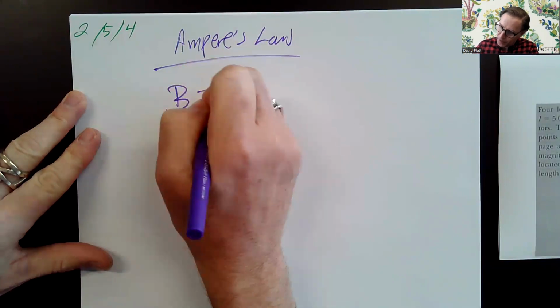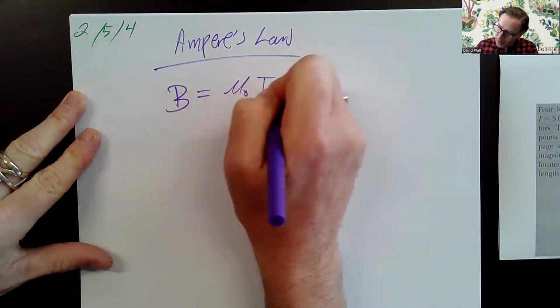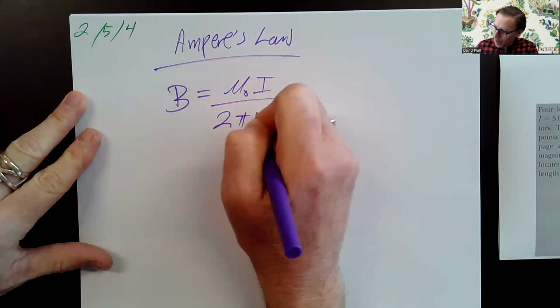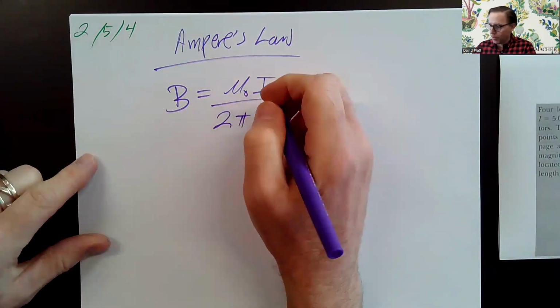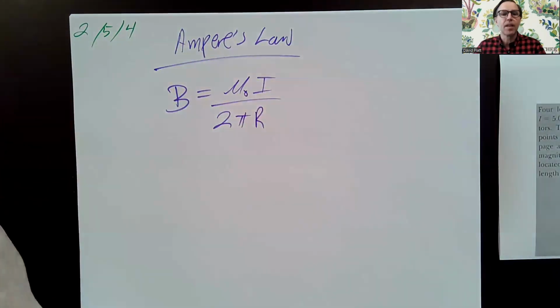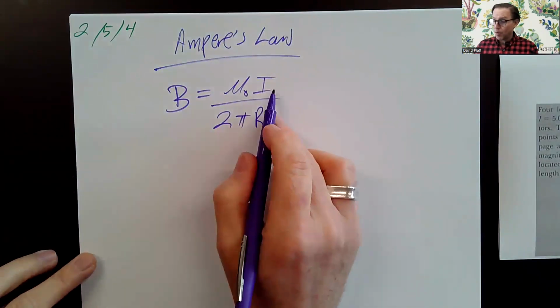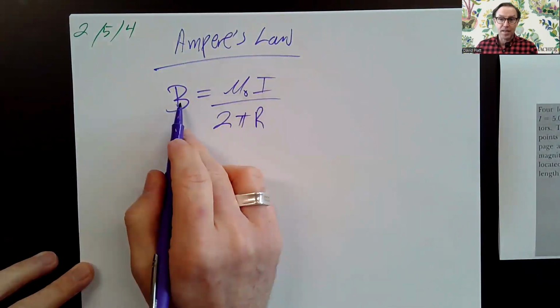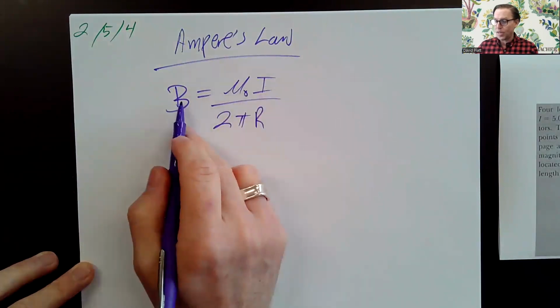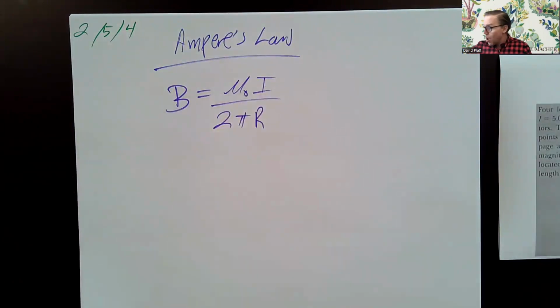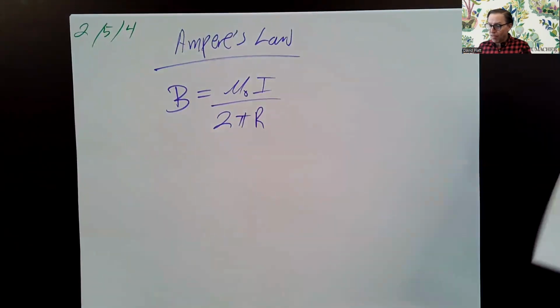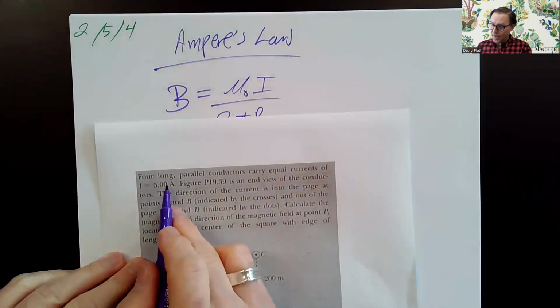B, magnetic field, equals mu naught I over 2 pi r. I can't remember if I use capital or lowercase, capital R. So it's called Ampere's law because it's really important. Again, we talked about it in the previous video, but it's a big deal that moving current creates a magnetic field. Moving charges create a magnetic field. So they tell us the current is 5 amps.